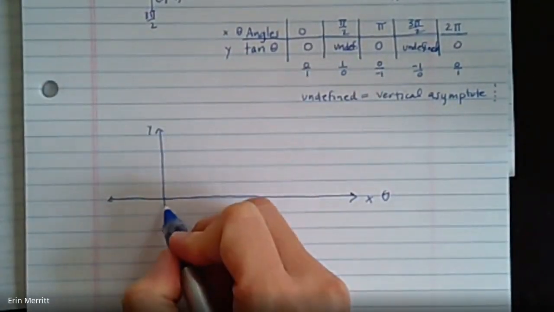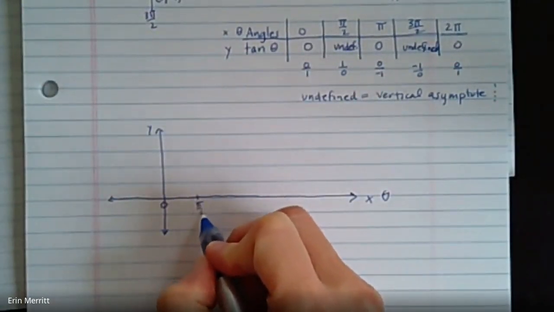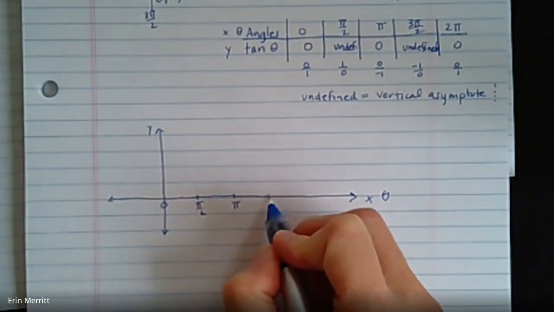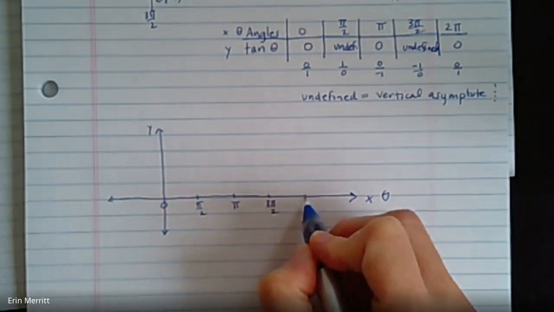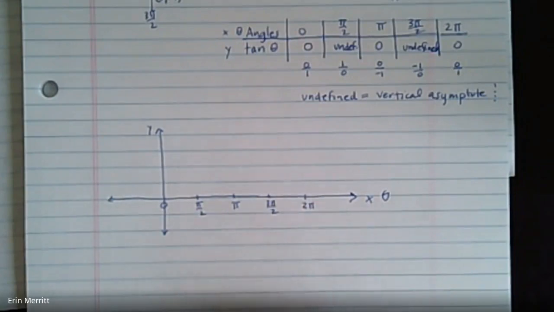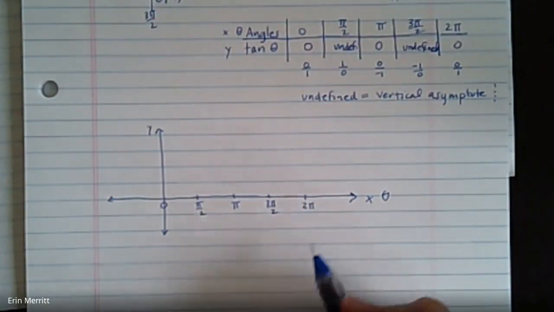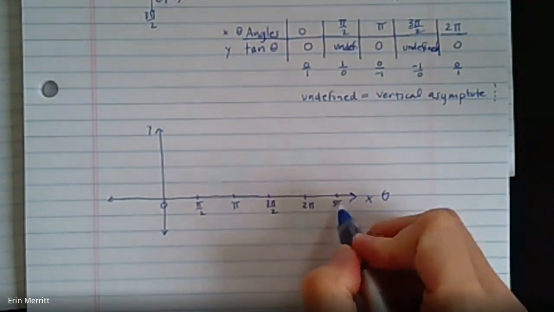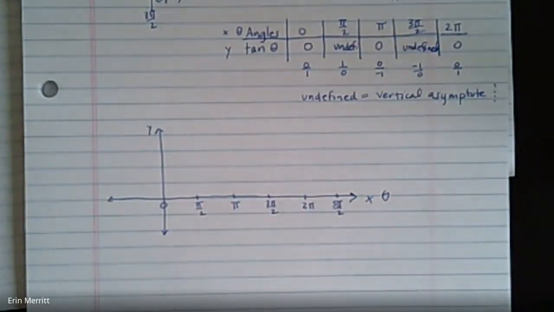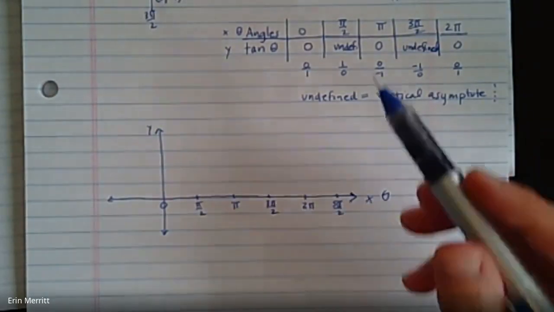So we've got 0 right here, and then we can go pi over 2, pi, 3 pi over 2, 2 pi, and it would keep going. So I actually want you to label one further. Let's bring it out to 5 pi over 2. That would be the next quadrantal angle. All right, plot all the zeros.